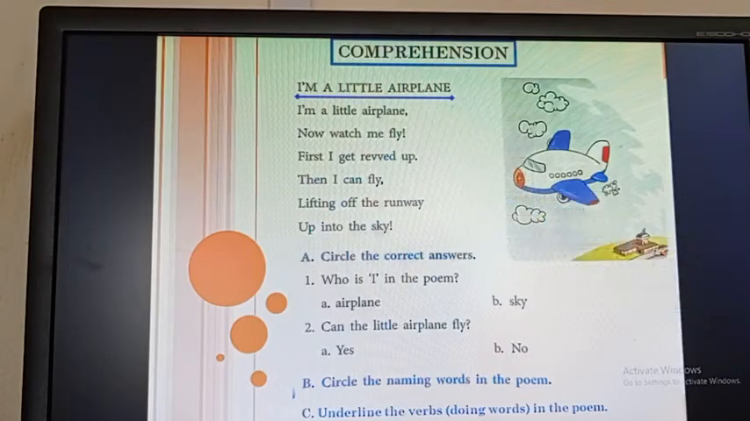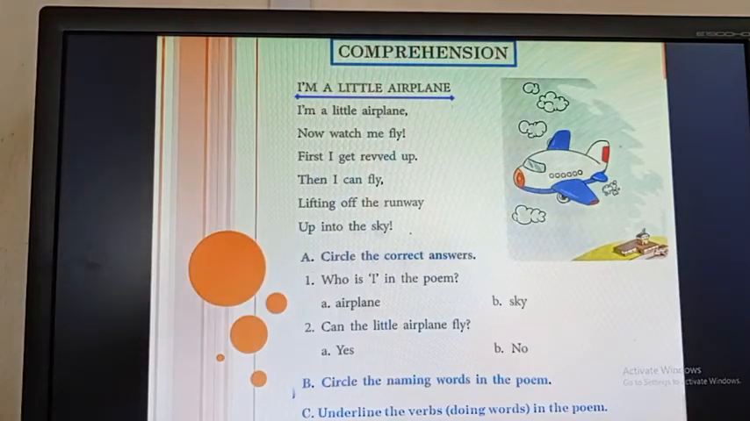Okay. Now to answer number B, circle the naming words in the poem. I will do a few for you, and the rest you will have to do. Okay. Now, which are the naming words or which are the nouns here in the poem? I am a little airplane. Now watch me fly. First I get revved up, then I can fly, lifting off the runway up into the sky. Okay. So here there are some nouns which you will have to circle.